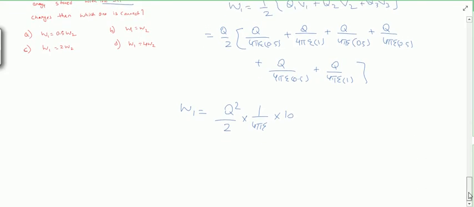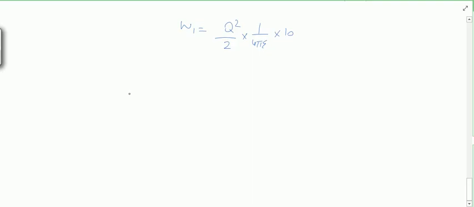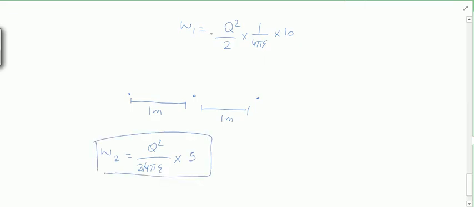So this is W1. Now the separation of 0.5 is increased to 1 meter. Now the separation between them is 1 meter. If we solve in a similar manner as I have done earlier, we would find Q square by 4 pi epsilon naught, and here the 2 I can also write because I have written it here also. It will come as 5. So you can observe that W1 is twice of W2.